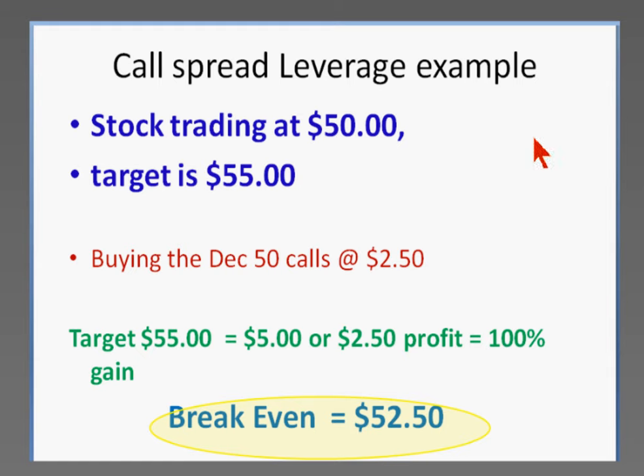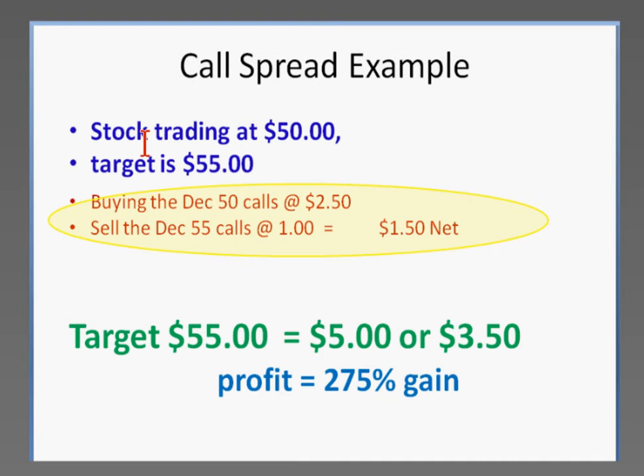Now, if we did a spread, and we could see that if we bought the December, I think that's the same screen. Here it is. If we do a spread and we buy the December 50s for $2.50, and let's say the December 55s were selling for $1, but that's the target we think it's going to, we can be buying the December 50s, which is going to cost us $2.50, and we sell the December 55s, which means we're putting $1 back in our pocket, so our net is $1.50.